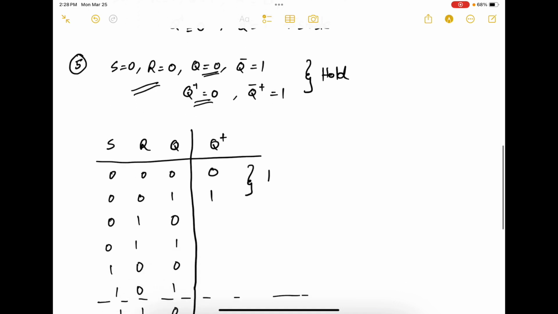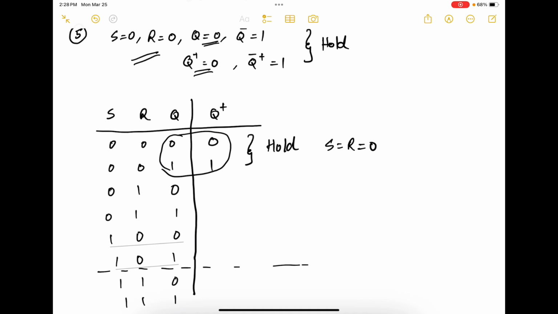This is known as the hold state because when s equals to 0 and r equals to 0, the next value in memory is going to be the previous value. So it's the same thing. So you're essentially holding the value when s equals to r equals to 0.